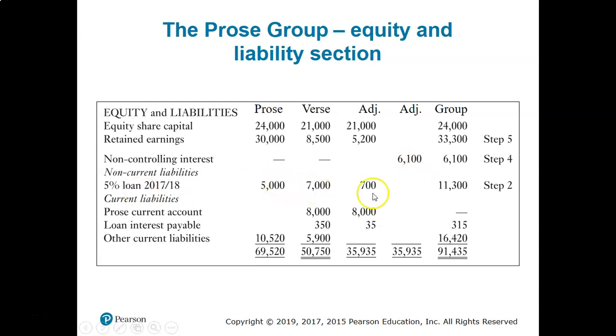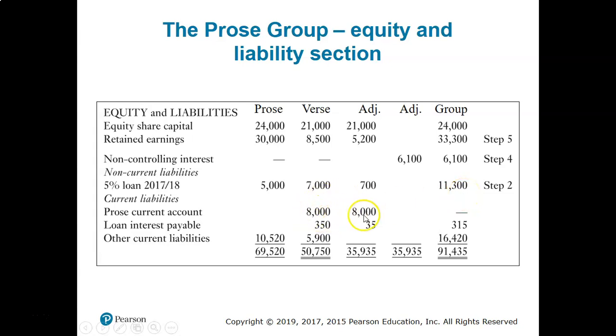And the loan amount also needs to be omitted from the subsidiary's account, because this is also an intercompany transaction between the parent and the subsidiary. So 700 is actually the loan provided by the parent to the subsidiary. So this 700 we need to omit from the loan of the subsidiary. If you add these two, it's 5,000 plus 7,000 is 12,000, minus 700 is 11,300.